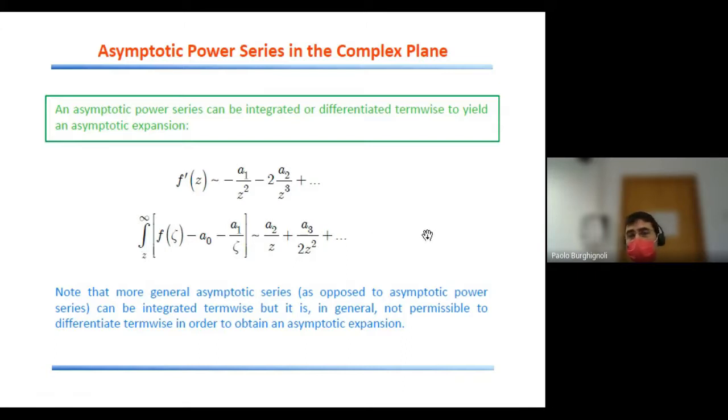That is typical because integration is an operation that tends to give you smoother results, whereas differentiation tends to decrease the level of smoothness. So if you have a general asymptotic sequence, it is not possible to differentiate term by term in general.